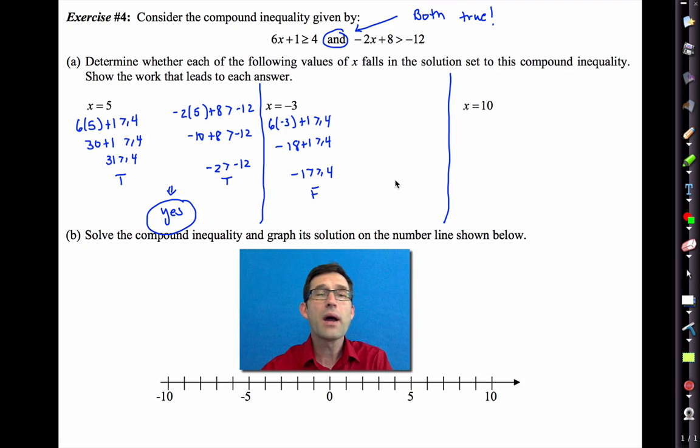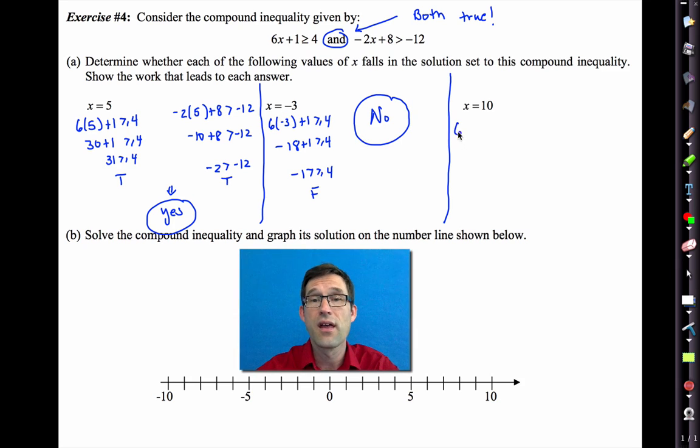All right, I'm not going to try the other one because the only way an and can be true is if they're both true. So as soon as I know that the first one is false, then I know, because it's an and, if it were an or, totally different scenario. But because it's an and, I know that it's not in the solution set. So remember, when we eventually solve and shade, the 5 better be shaded, but the negative 3 can't be.